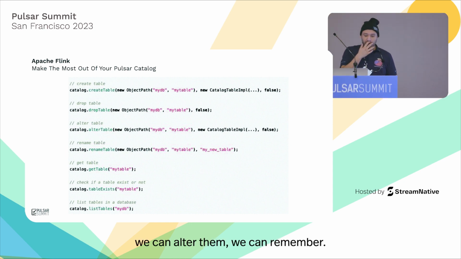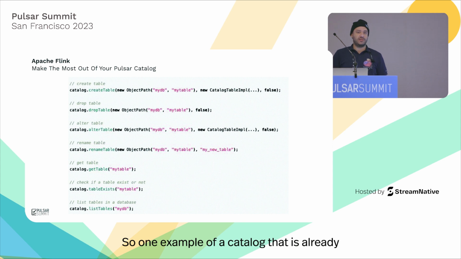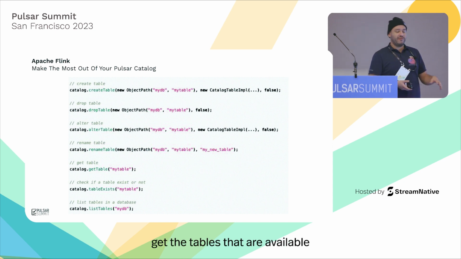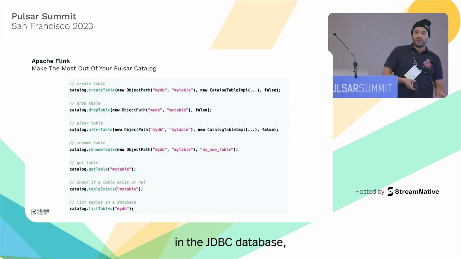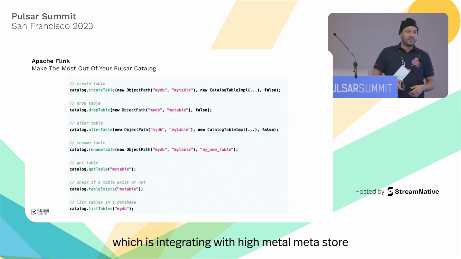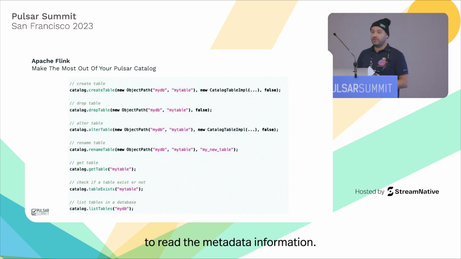One example of a catalog that is already available is JDBC, for example. It is able to directly get the tables that are available in a JDBC database. Or the other one is Hive Catalog, which integrates with Hive Metastore to read the metadata information.